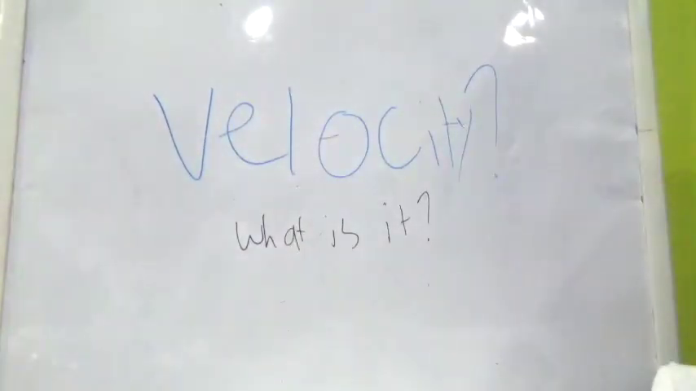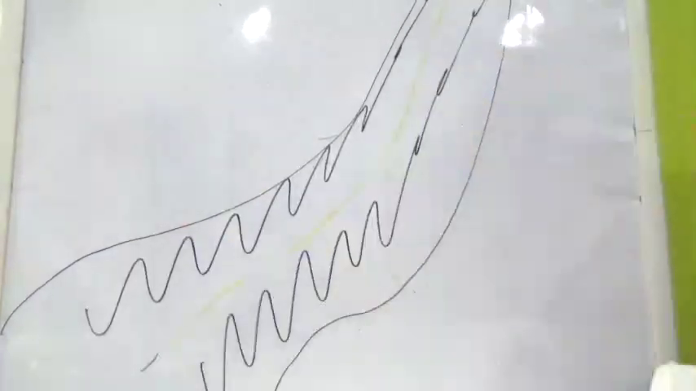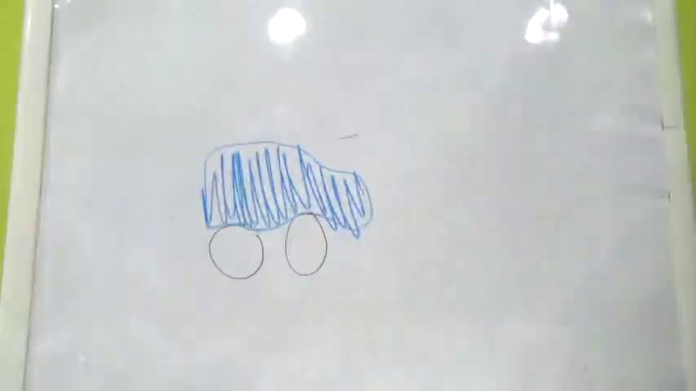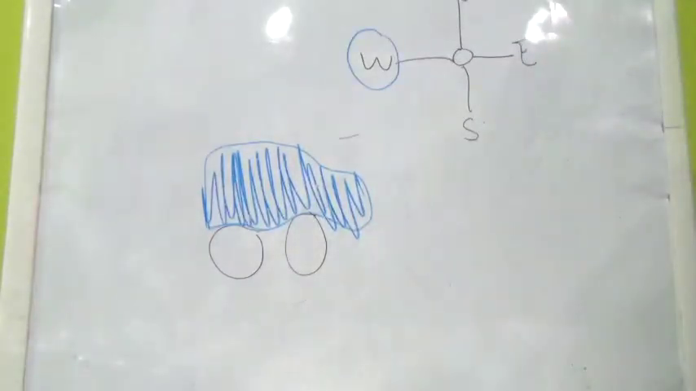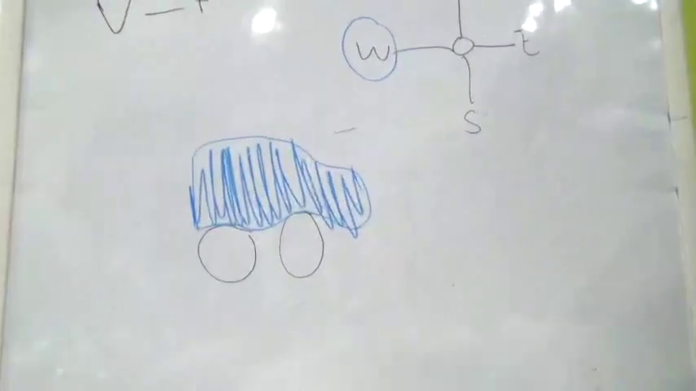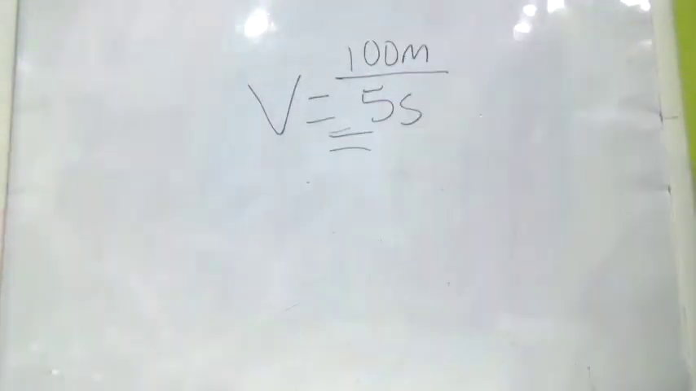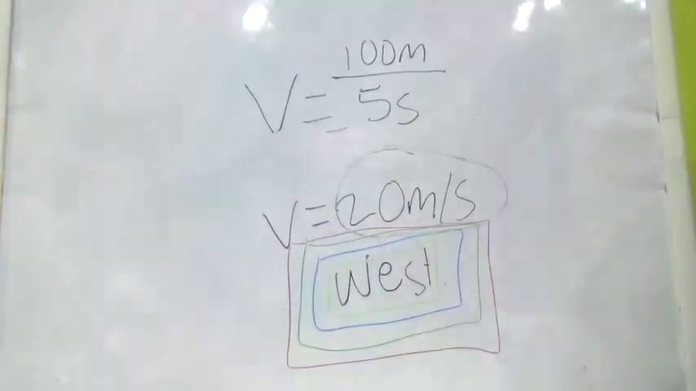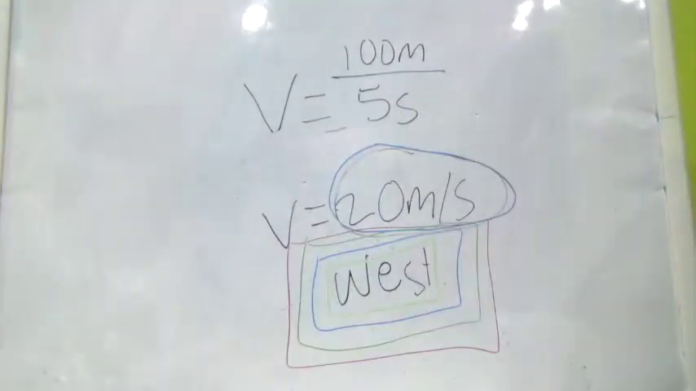Now we have all this talk about velocity, but what is it? Well, velocity is the change in distance with respect to time. Now let's keep using the same car. This car is going west. Yes, the direction is important. And travels 100 meters in 5 seconds. That's a fast car. According to the previous formula, the car would be traveling at 20 meters per second west. The direction is important because without it, we wouldn't be talking about velocity. We would be talking about speed.